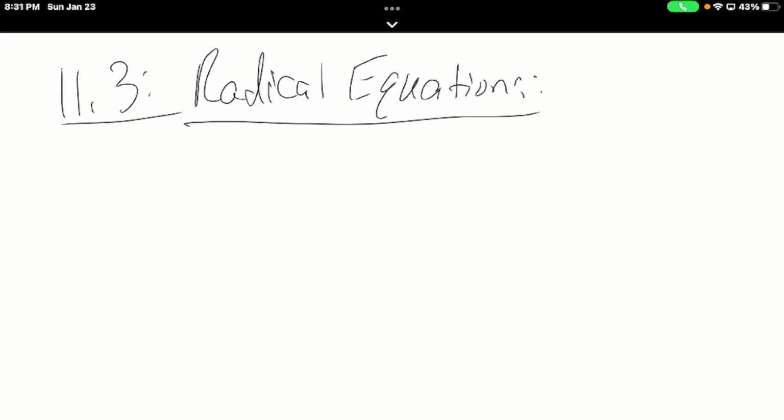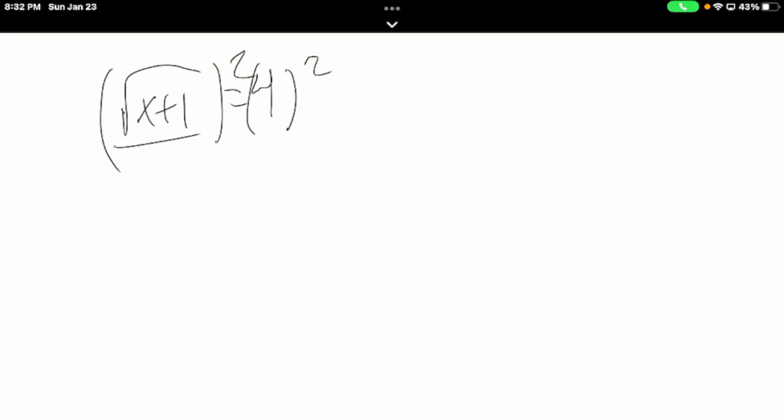So first things first, I am going to start off with this one. They progressively got more difficult as they went down the page. So the first one is root x plus 1 equals 4. Your first step whenever doing these is to isolate the radical first. In this case, I've got the radical on one side. I'm good to go. That means I can square both sides because it's a square root.